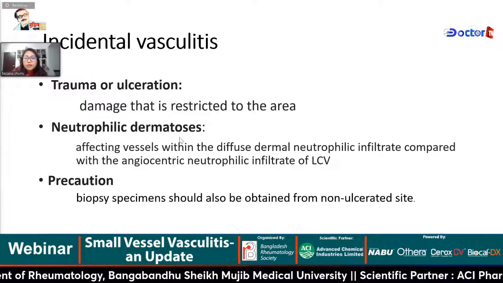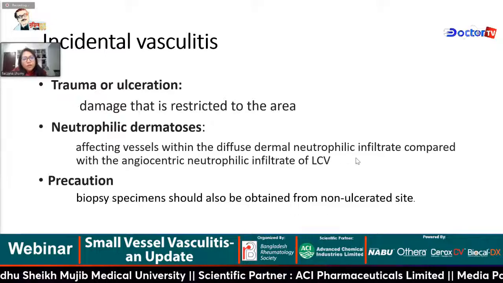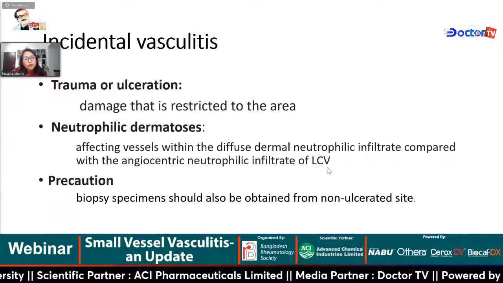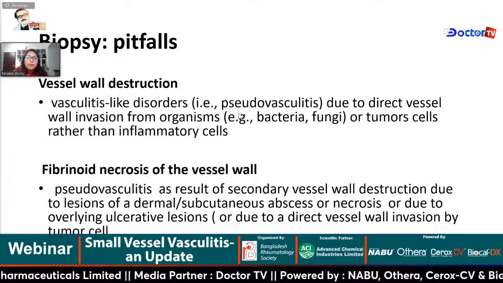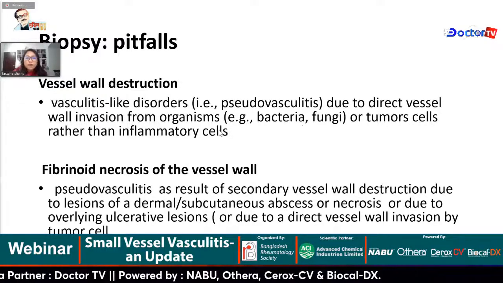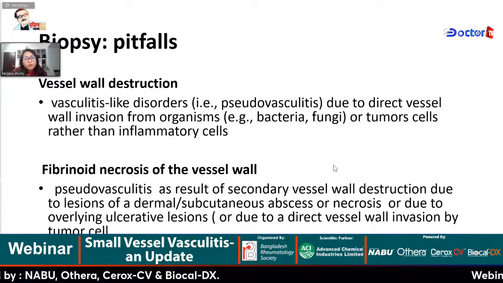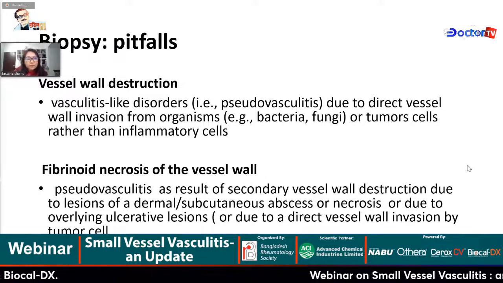In case of neutrophilic dermatosis, it affects the vessels within a diffuse dermal neutrophilic infiltrate compared with the angiocentric neutrophilic infiltrate of leukocytoclastic vasculitis. What are the pitfalls? One pitfall is pseudovasculitis: bacteria, fungi, and tumor cells rather than inflammatory cells. Another is fibrinoid necrosis. It can also be caused by dermal and subcutaneous abscess or necrosis apart from vasculitis.